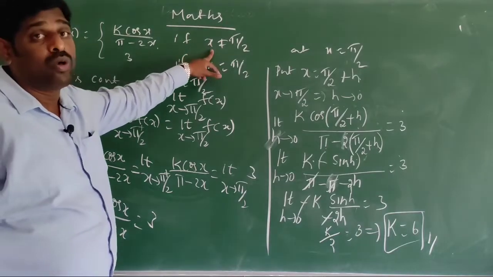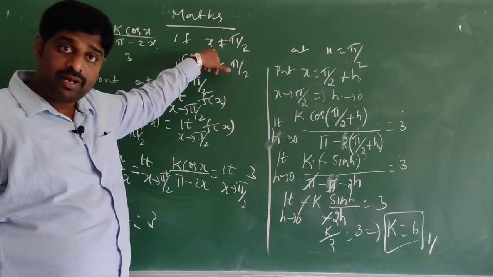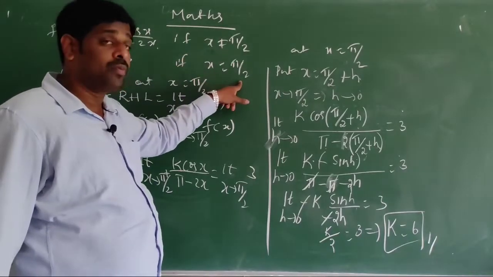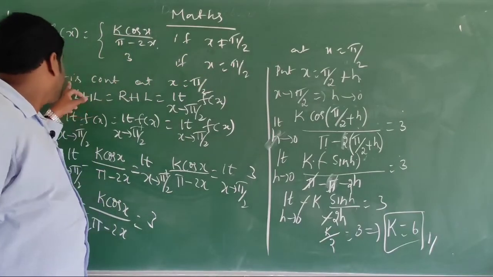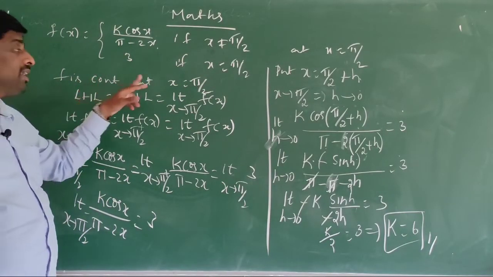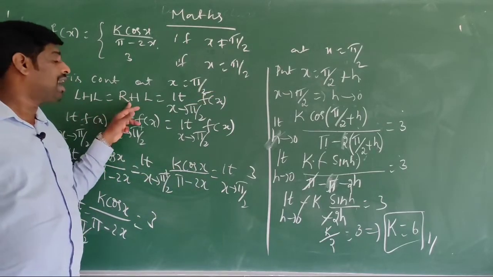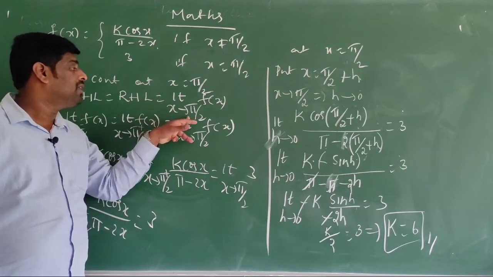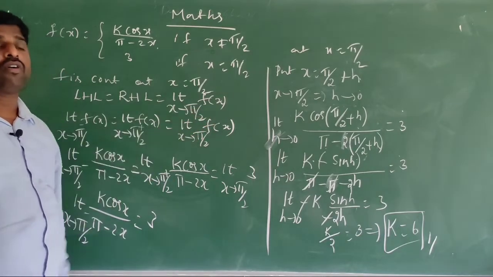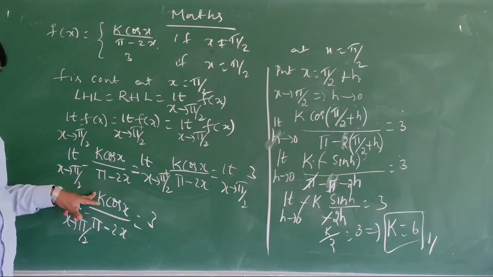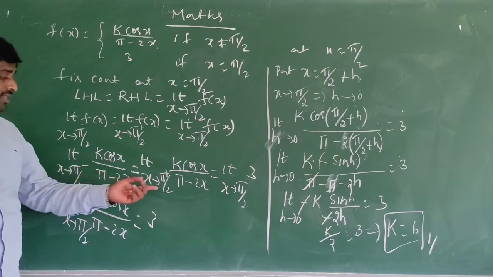X not equal to pi by 2 means less than pi by 2 or greater than pi by 2. If x is equal to pi by 2, the value is 3. If f is continuous at x equals pi by 2, then LHL equals RHL equals the limit as x tends to pi by 2 of f of x. Substitute the functions, and finally you will get that these two are equal.